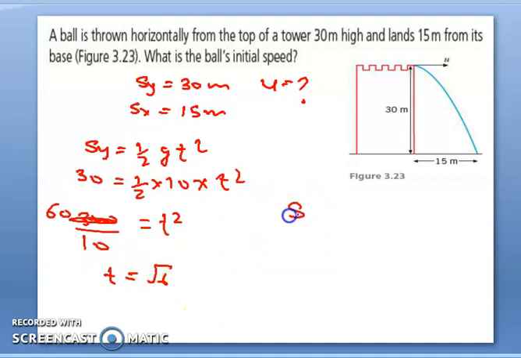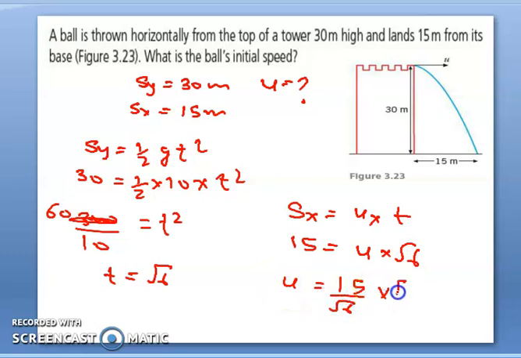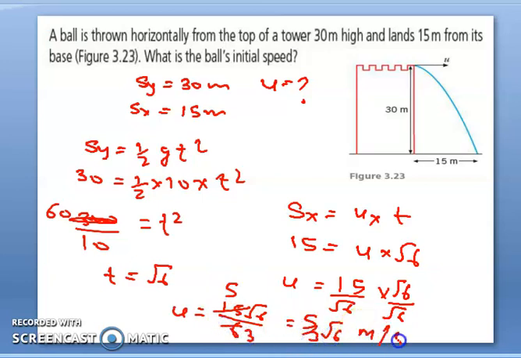Now we know Sx is equal to ux into t. Sx in this case is 15. Ux is u, and time is root under 6. So we can write here 15 upon root under 6. If you want, you can rationalize this or use a calculator. So I can write 15 root 6 upon 6, 5 into 3, 3 into 2, so it is 5 upon 3 root 6 meter per second. So this is how we can calculate.